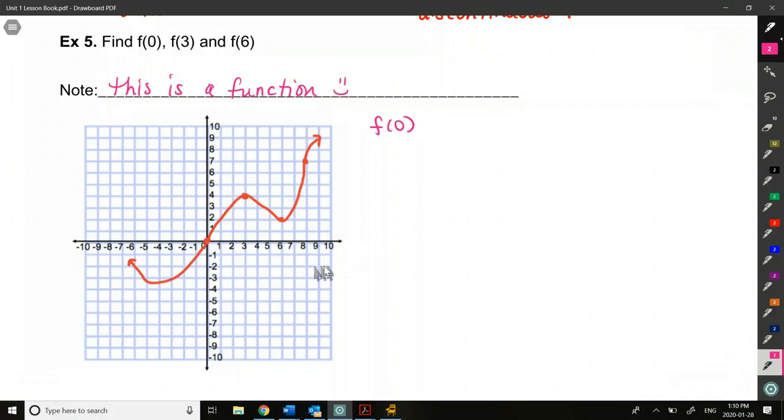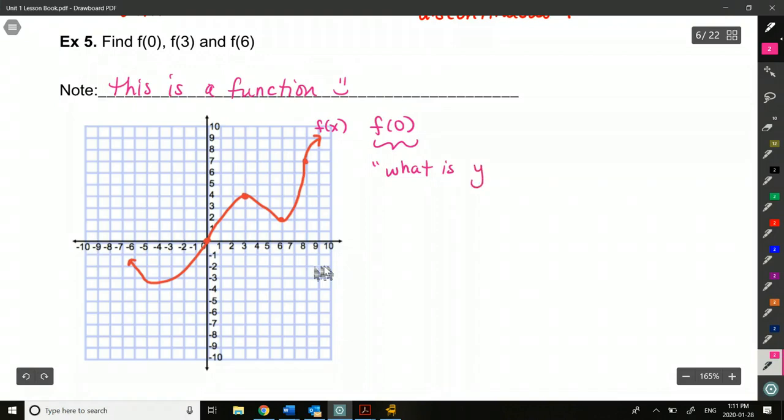Okay, so for this function, this is going to be the graph of the function f at x. This is asking us to find f at 0, f at 3, and f at 6. So when I'm asked to find f at 0, here is the question in plain English. What is y when x is 0? So you guys say 0? Yeah, and that's because we have a point at (0, 0), right? So f at 0 equals 0.